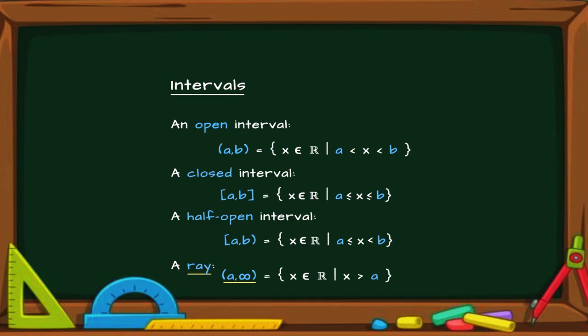And if we want to define this rigorously, we would simply say that this particular array, which is written using parentheses, is the set of all real numbers x such that x is strictly greater than a. Now, intervals are sets. They're sets of real numbers, and as such, we can perform set-theoretic operations on them.